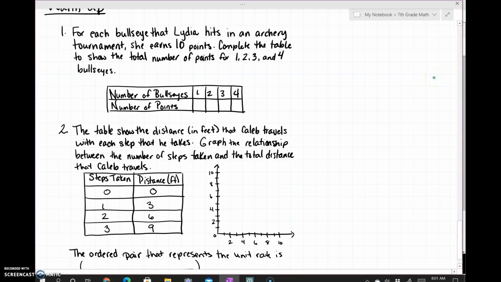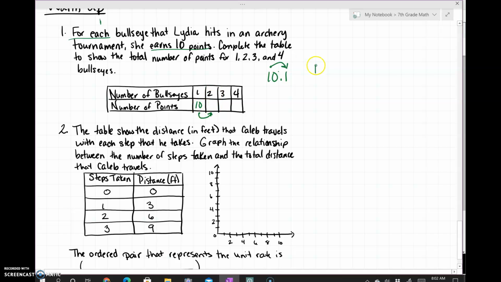Alright, so for each bullseye, she earns 10 points. So we know for each means 1, every 1. And then she earns 10 points. So that tells me my unit rate is going to be 1 to 10, or 10 to 1. Now, how do I figure this out? What do I have to multiply this number by to get to here? What do I have to multiply 10 by to get to the next?